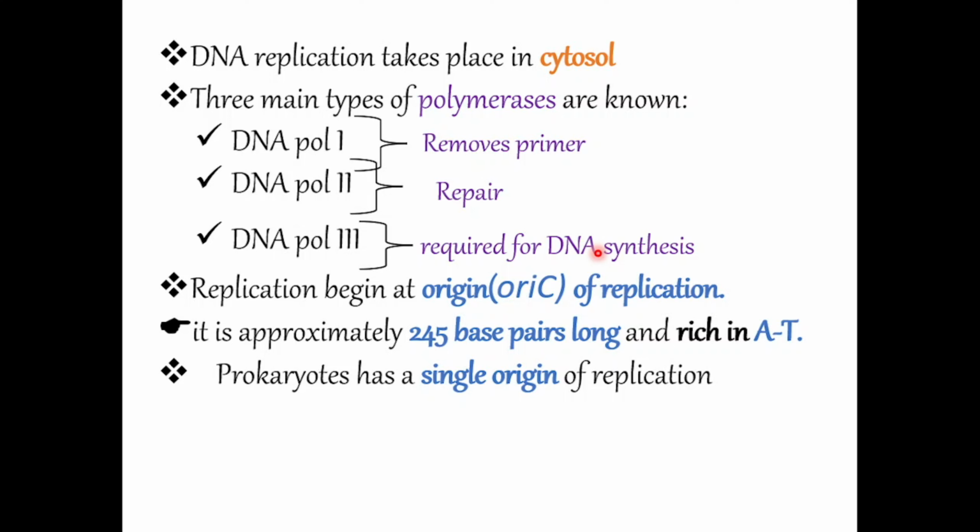The question is, how does DNA replication begin? Replication begins at the origin of replication. How can we identify that origin of replication? Approximately, it is 245 base pairs long. It is rich in AT, adenine and thymine. A sequence of adenine and thymine like that. So that region is what we call the origin of replication.